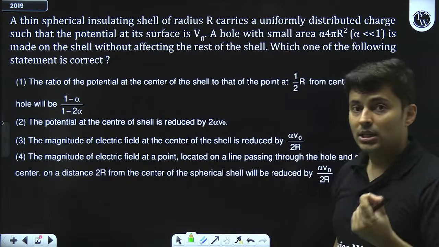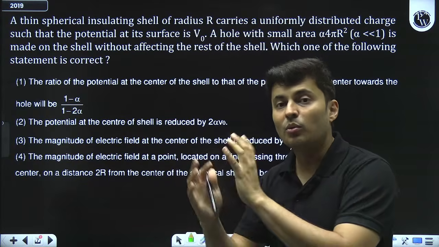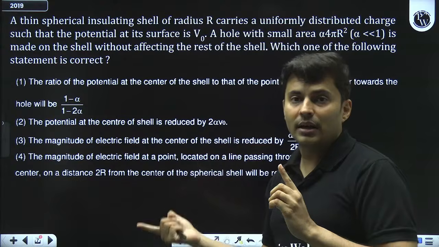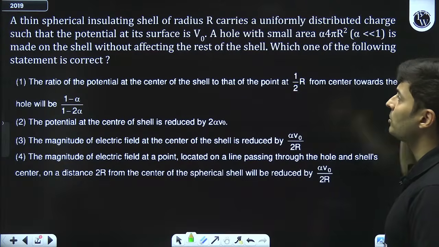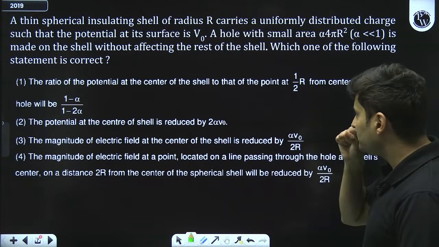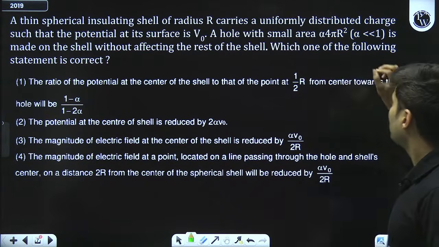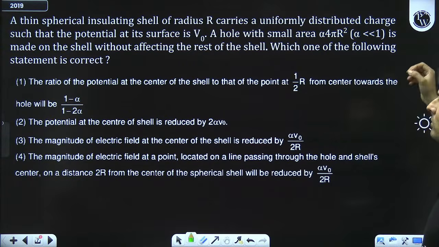There is a thin spherical insulating shell. Insulating shell, keep that in mind. That means the charges, whatever it is, it will remain on it. It won't be able to redistribute itself. That's the difference between a conducting shell and an insulating shell of radius r carries a uniform distribution of charge such that the potential at its surface is V0. A hole is drilled and made on the shell without affecting the rest of the shell. Which of the following is correct?